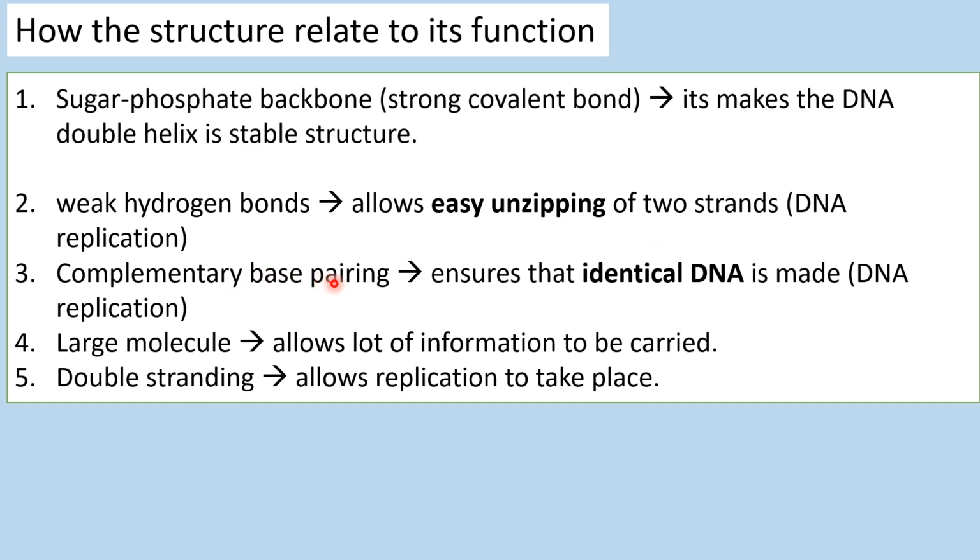Complementary base pairing. The two strands, we know that they will only join together in a complementary way, adenine with thymine, cytosine with guanine. This ensures, when the cell is replicating its DNA, because it wants to do mitosis, let's say, it wants to divide. We know that in mitosis, every single cell is going to be identical. So complementary base pairing ensures identical DNA is made in every single cell that is dividing.